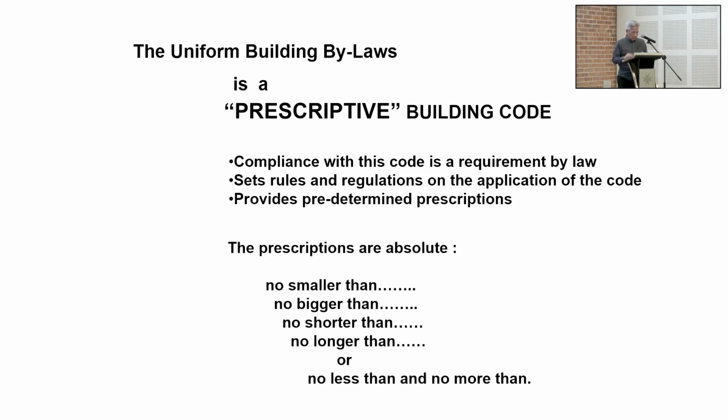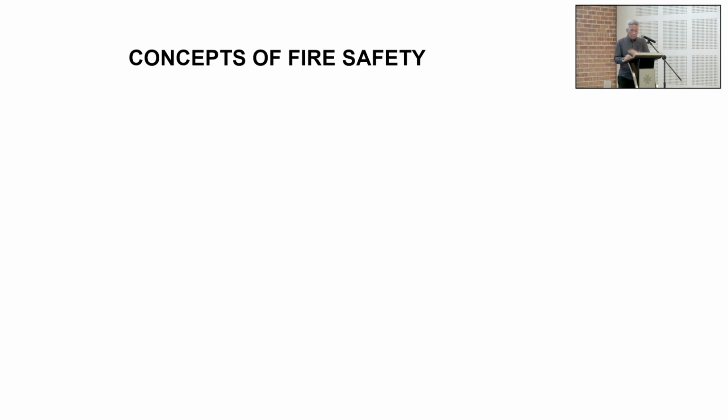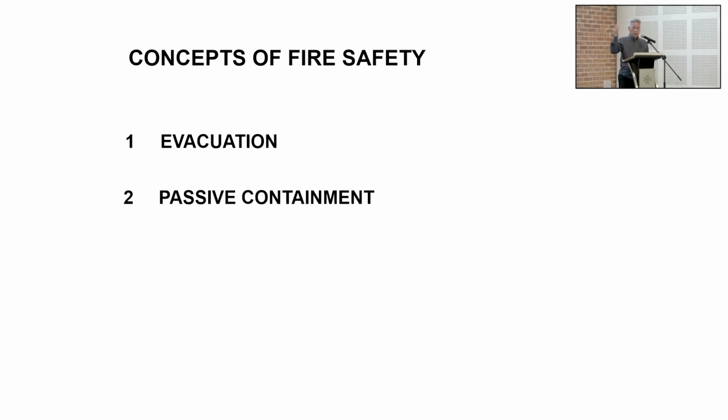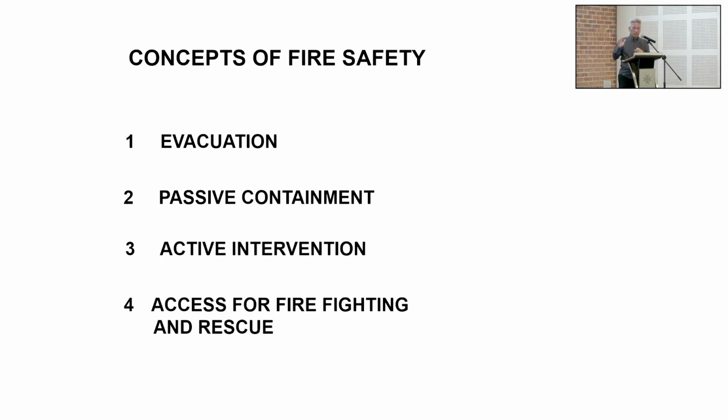Now, coming back to UBBL 2021. Today I will not go through all the amendments. I will just focus on one element. But before we do that, it's always good to remind ourselves of the basic technicality: what is the concept of fire safety? It is evacuation, most important, passive containment, active intervention, and access for firefighting and rescue.